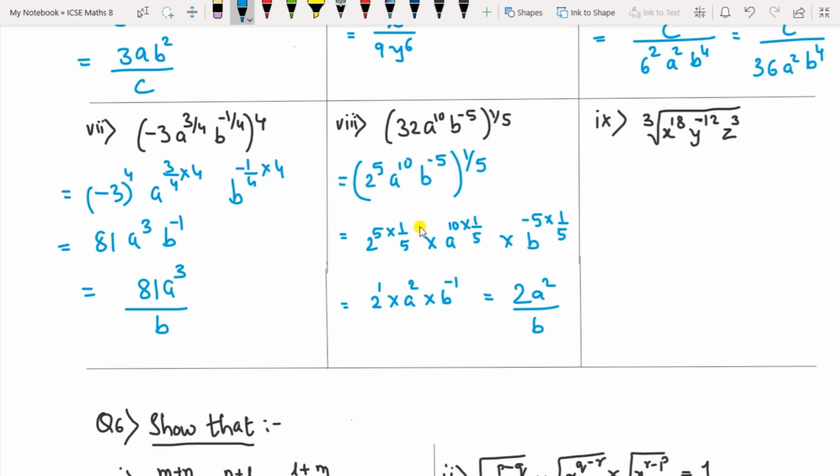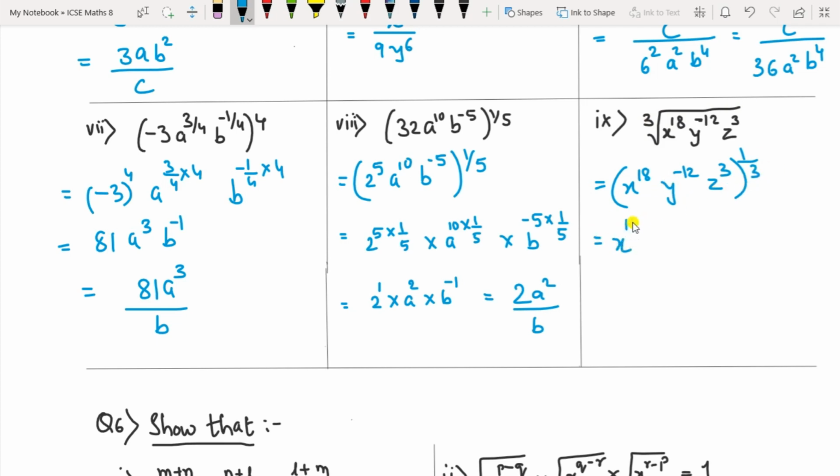Similarly, this question you can solve it, and get the answer as 2a square upon b. Now this one, this is called the cube root. Cube root means 1 by 3: x raised to 18, y raised to minus 12, z cube, raised to 1 by 3. If 3 is not written here and only the symbol is there, that means it is 1 by 2, called the square root. And if 3 is written, that means it is cube root. So it is 1 by 3. Now multiply this 1 by 3 to each of the terms inside the bracket.